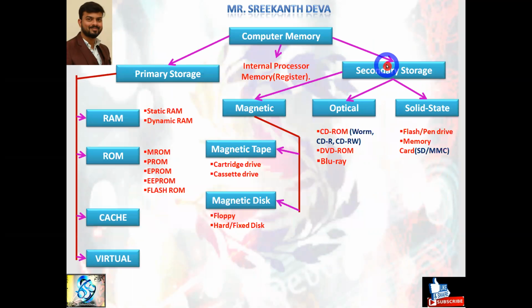See, the secondary storage is basically categorized into magnetic, optical, and solid state storage. And the magnetic is again categorized into magnetic tape and magnetic disk. In the magnetic tape, like cartridge drives, cassette drive; in the magnetic disk, like floppy disk, hard disk, like that. Okay. Yes, we try to discuss today about secondary storage devices, that is, magnetic storages.